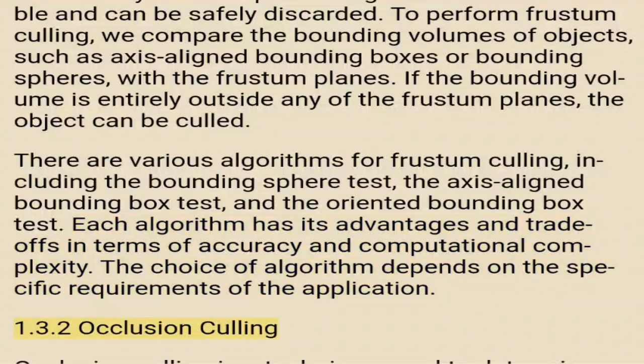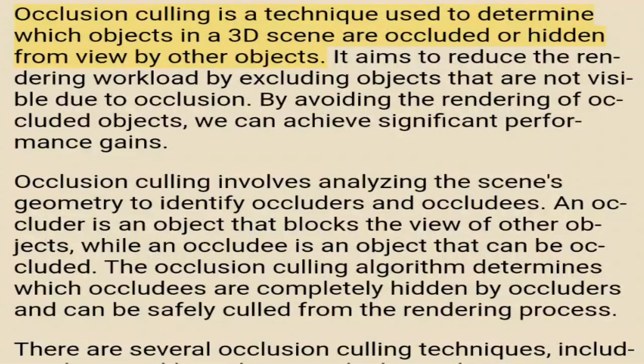1.3.2 Occlusion culling. Occlusion culling is a technique used to determine which objects in a 3D scene are occluded or hidden from view by other objects. It aims to reduce the rendering workload by excluding objects that are not visible due to occlusion.